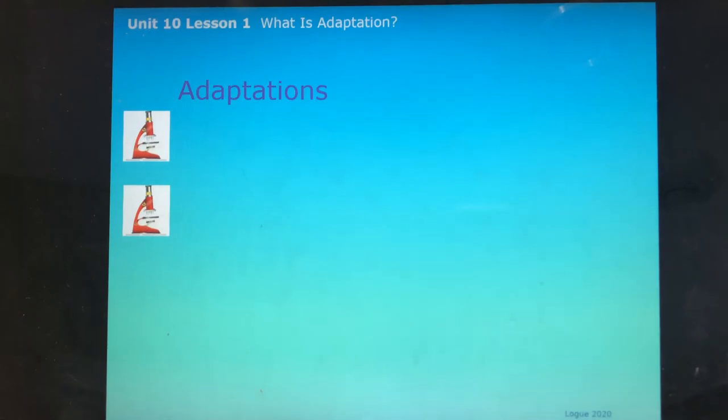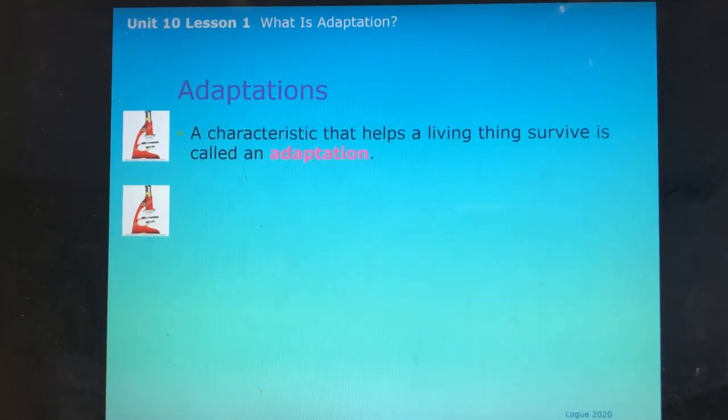Okay, so just a reminder, when you see that little microscope icon on the left, that means that is a piece of critical information, and make sure you learn it. Okay, so a characteristic that helps a living thing survive is called an adaptation.